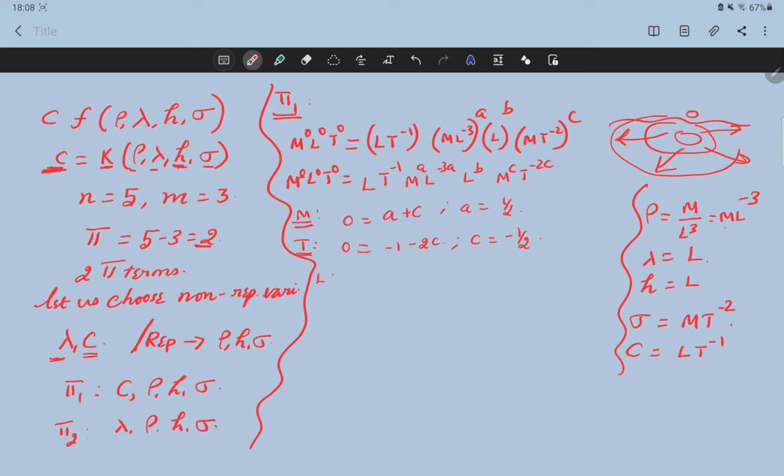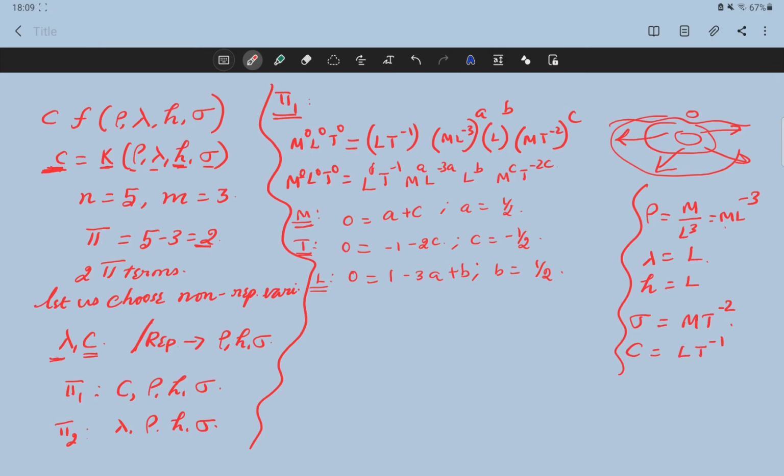Let us look at L. In L, we are going to have 0 equals L power 1, 1 minus 3a plus b, which means we already know what a is. So b equals 1 by 2.